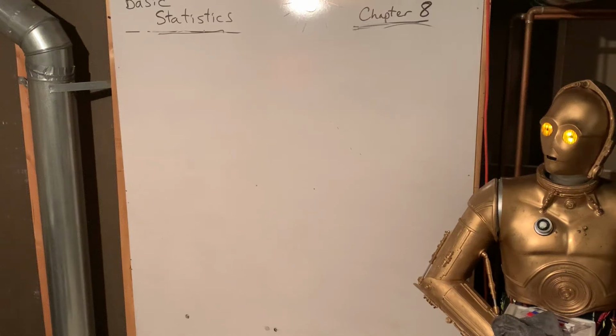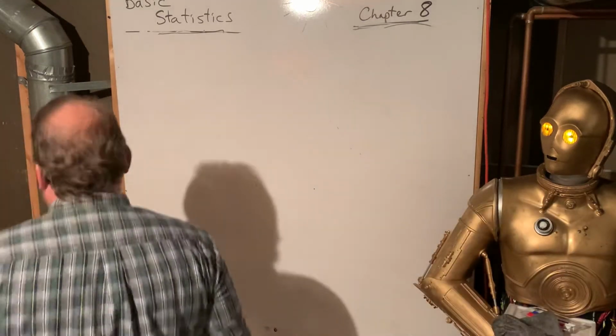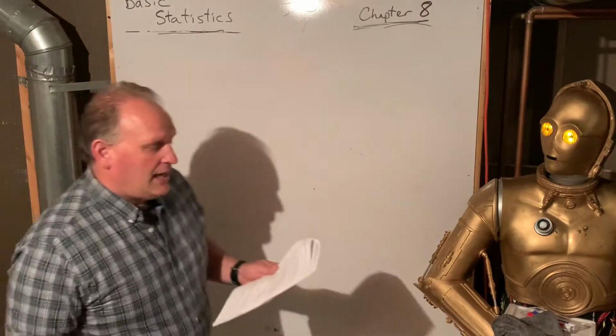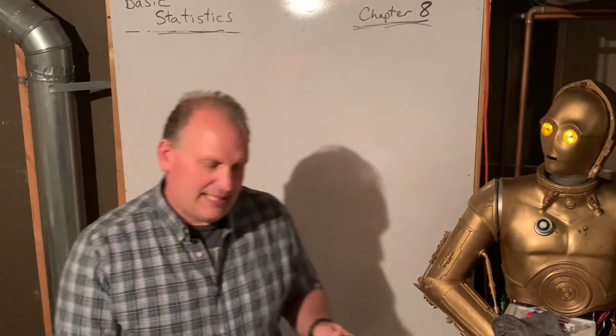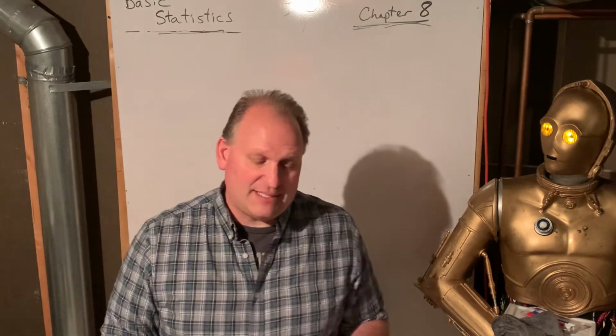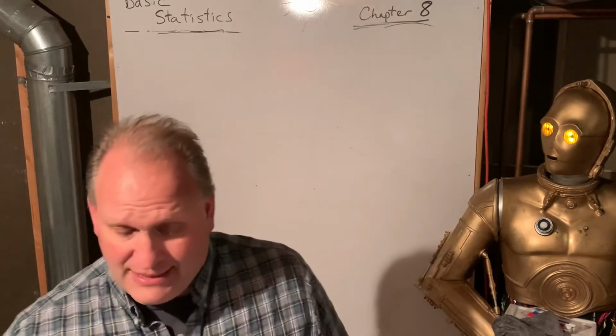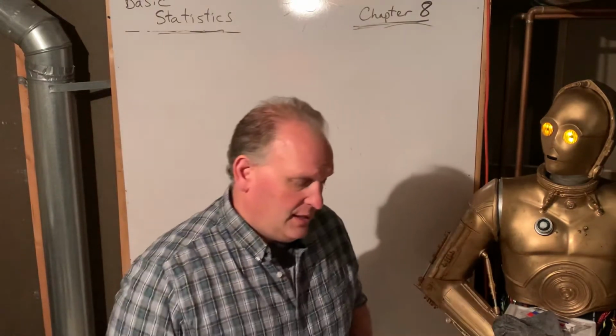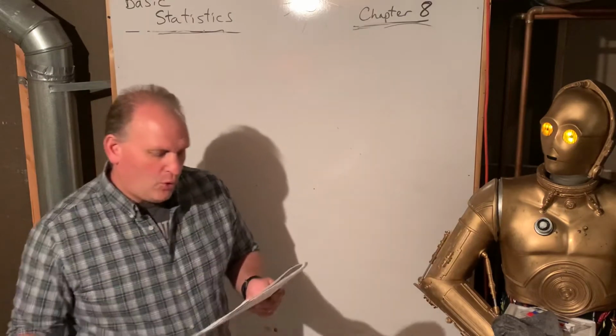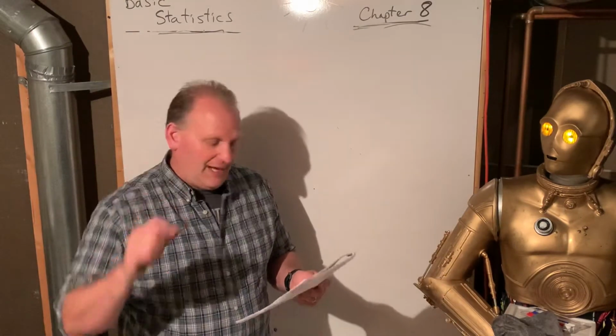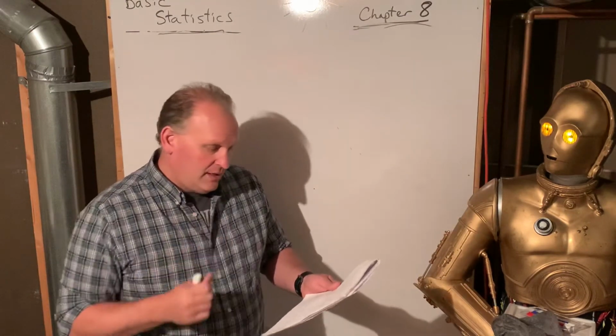All right, we are back. This is Chapter 8, Basic Statistics. We're on page 12 of the note packet. We're looking at 8.4, hypothesis testing for a z-test for a proportion. And so we're back to proportions. That is like the probability of something occurring.